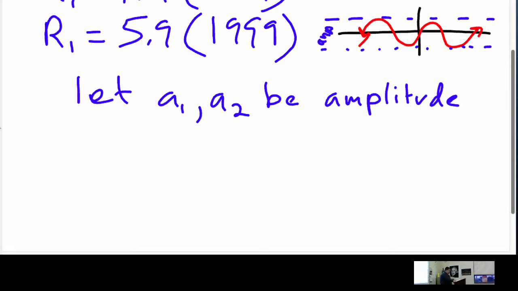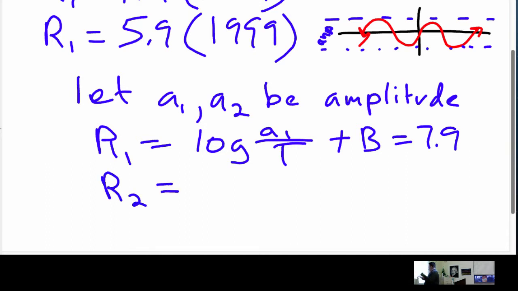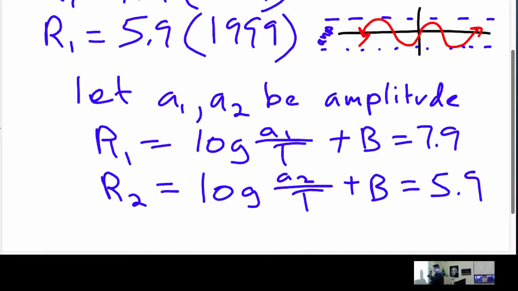And so when we talk about measuring Richter scales, we have that Richter scale R sub 1 is equal to the log of A sub 1 over t, which is time, plus b, and that's equal to 7.9. And R sub 2 is log A sub 2 over t plus b, which is equal to 5.9. And so what we're really trying to determine is the ratio of the amplitudes.